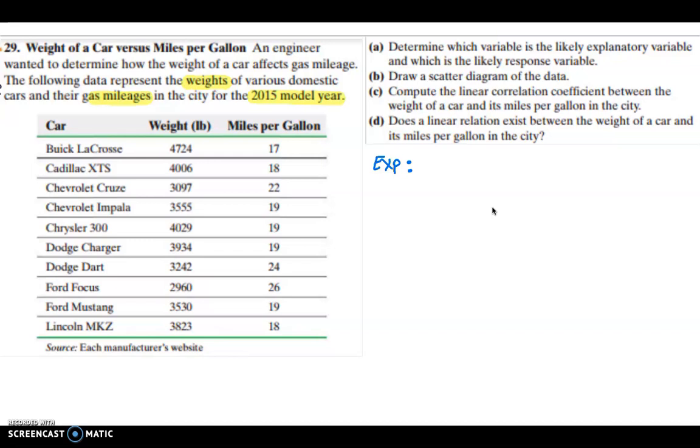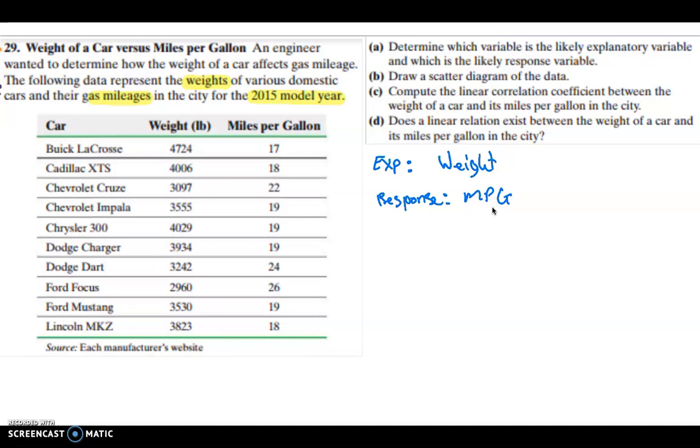The explanatory variable here would definitely be the weight, because the weight of the car is going to have significant bearing on the miles per gallon. So our explanatory variable, again, is going to be the weight, because it's going to explain or give reason as to why the miles per gallon is what it is. As we increase that weight, we probably assume that miles per gallon is going to decrease and vice versa.